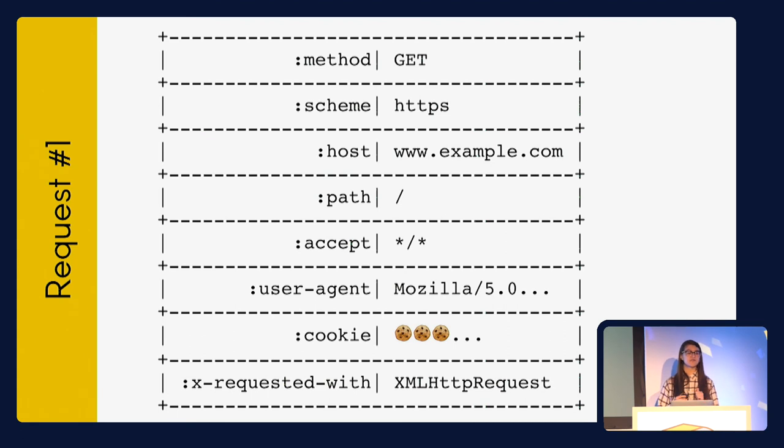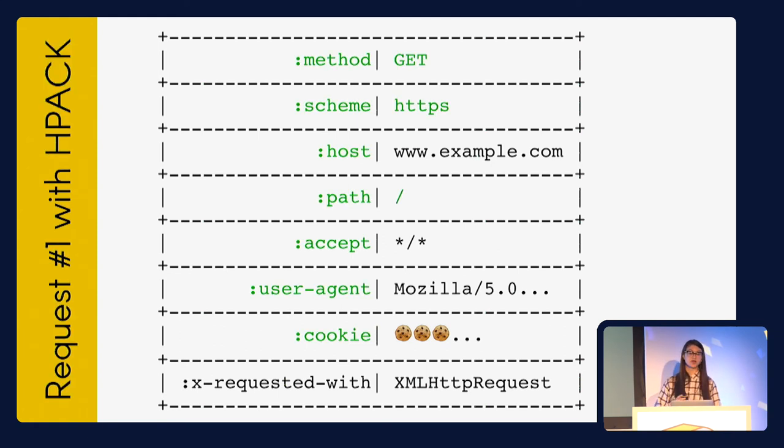Say we're making our first request, and this is the list of all the headers. Without HPACK, we would just send all of them as is. With HPACK, the common headers found in the static table, these are marked in green, will be encoded with one byte.